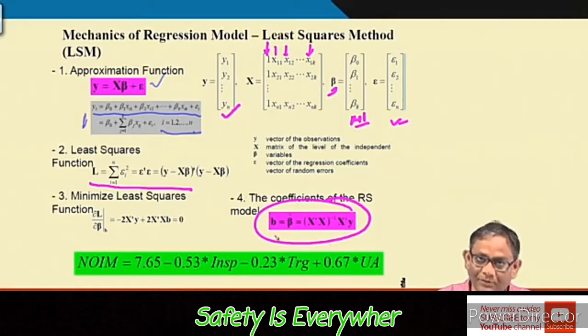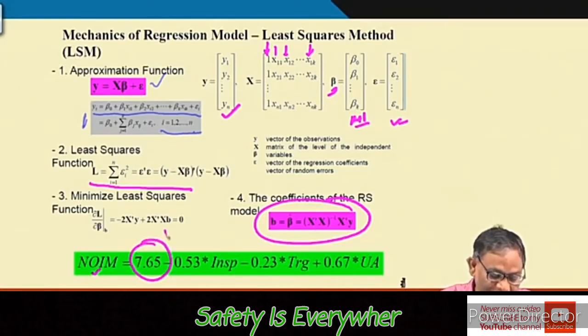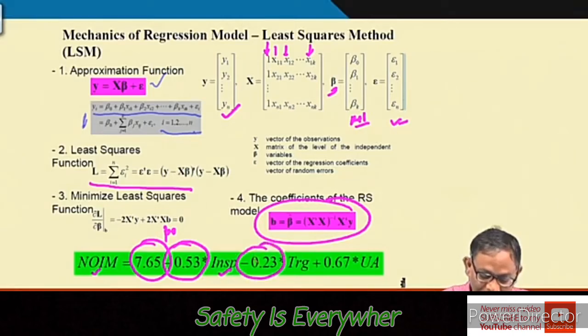Using software, like Minitab which we have used, you will get that NOIM is 7.65, that is beta 0, which is basically the intercept, then minus 0.53 into inspection, minus 0.23 into training and plus 0.67 into unsafe acts.